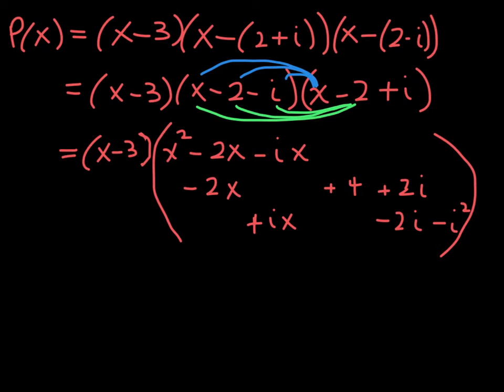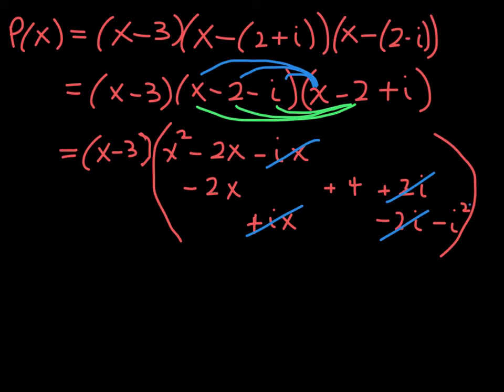So I like to multiply this way just so that I can see, like this term and that term are canceling, and this term and this term are canceling. Don't forget that i squared is equal to negative 1. So this will be minus, watch your signs, it'll be minus negative 1. So this will turn into a positive 1. I'm going to write that down right here.